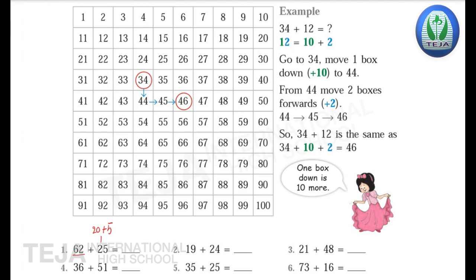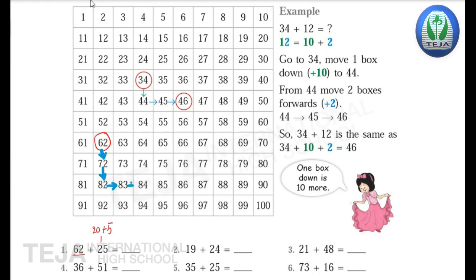Okay, so here the first number is 62. Circle 62. Now 62 plus 25: when we split it, it is 20 plus 5. So for 20, how many boxes should we move down? When we move down one box, 72, it's increased by 10. We have to increase by 20, so that is 82. After 82, in the ones place, what is the digit, children? 5. So move forward from 82 by 5.